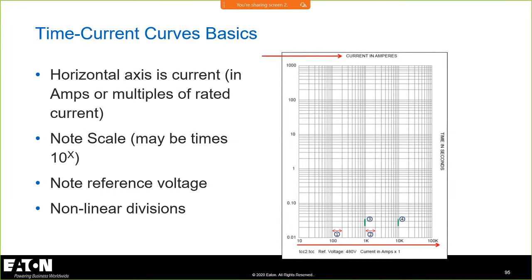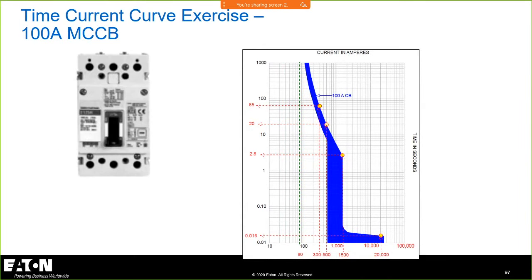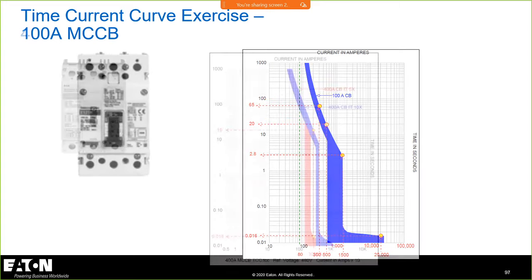And if you don't know what the TCC curve is, you have current across the bottom and you have time up the side. So it's current versus time. And then we plot the trip curve. So for any value of current, I can go up and figure out the maximum and minimum clearing times for this circuit breaker. This is a thermomagnetic circuit breaker.